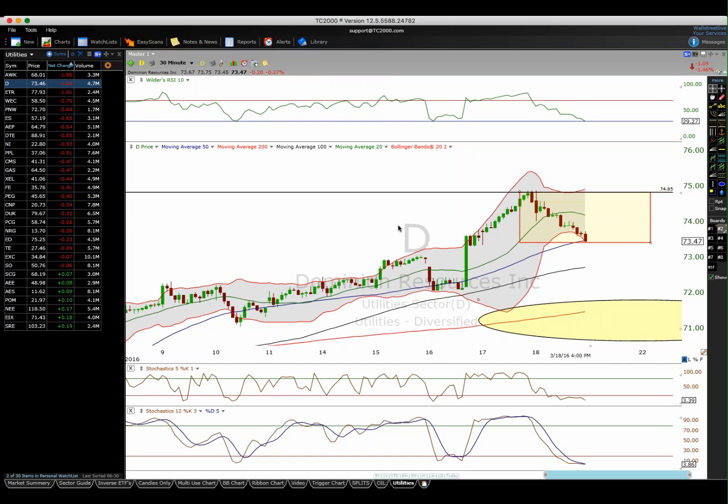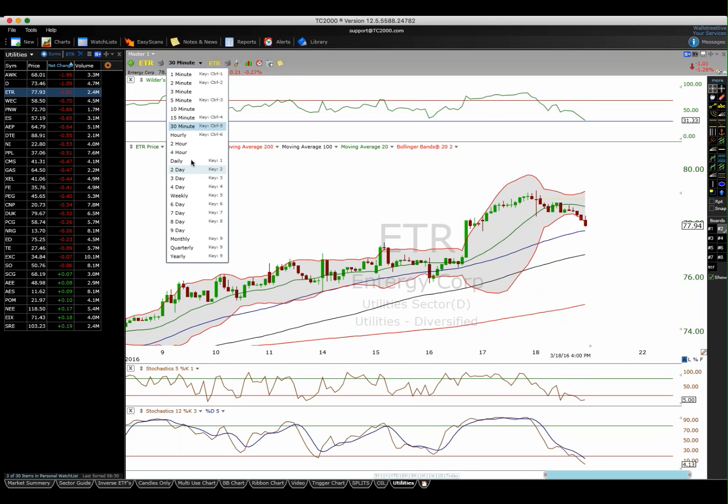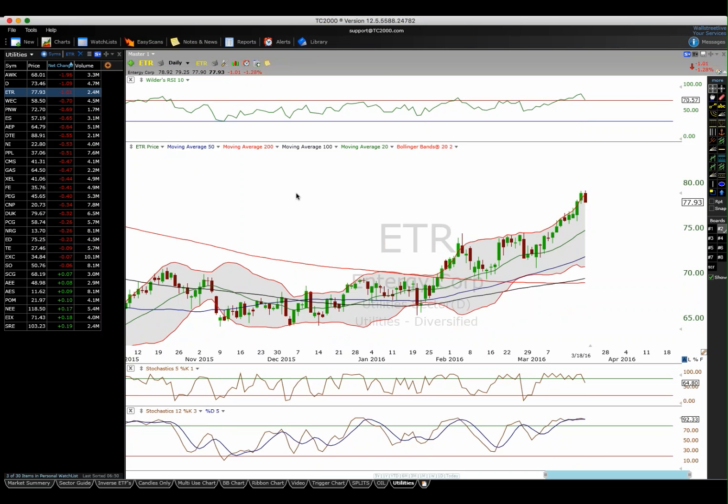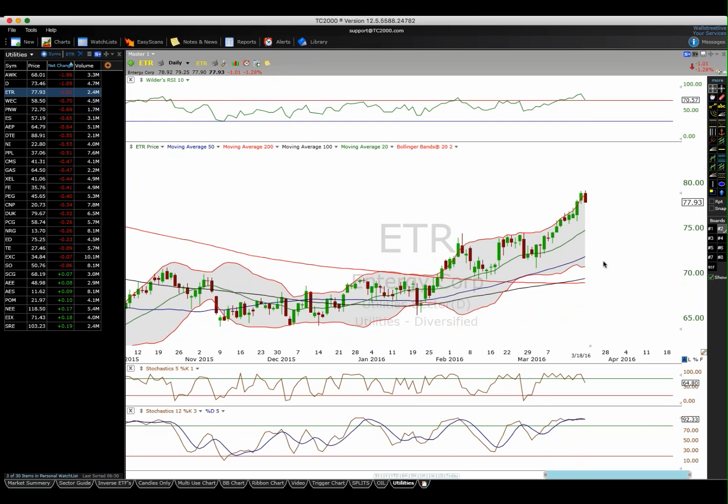All right, so trade management is a lot easier now when you're being proactive. Okay, ETR. Let's go back to the daily first. ETR. How's this one looking? This one's going to drop, down here to the lower Bollinger Band, $7.25.